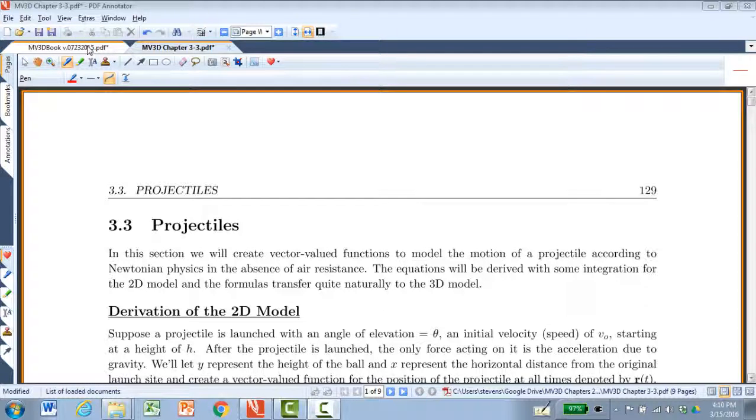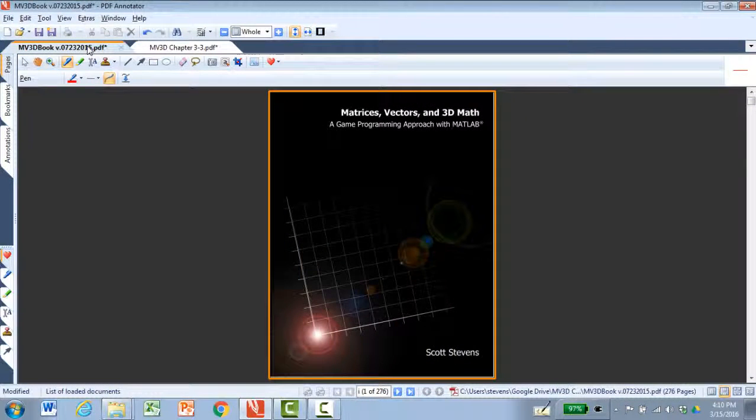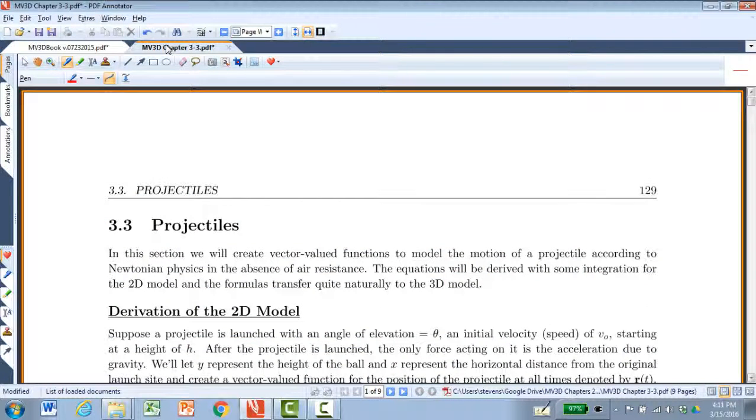Hi there, and welcome to Chapter 3.3 of Stevens' Matrices, Vectors, and 3D Math. In this chapter, we're going to talk about projectiles.